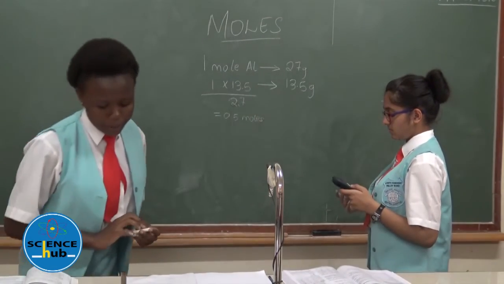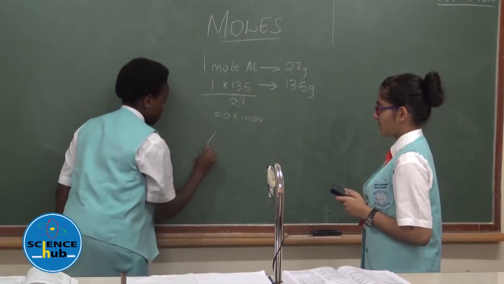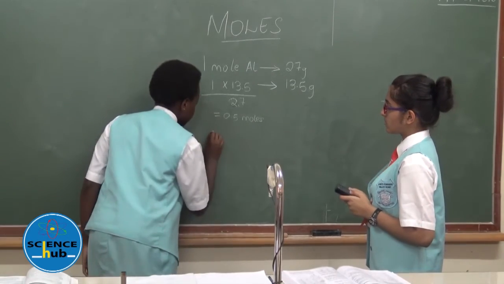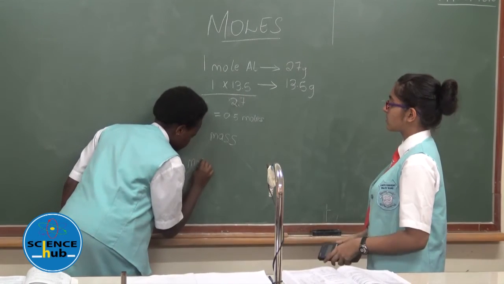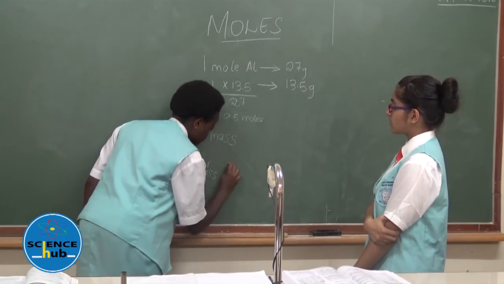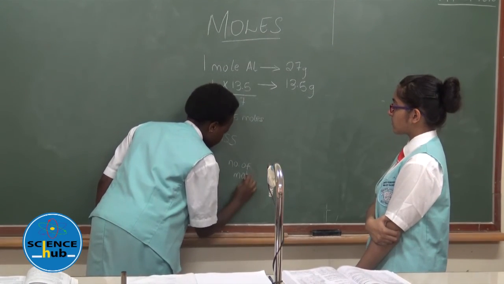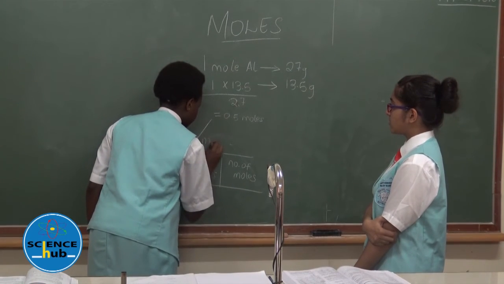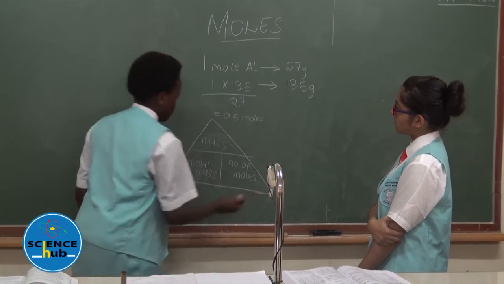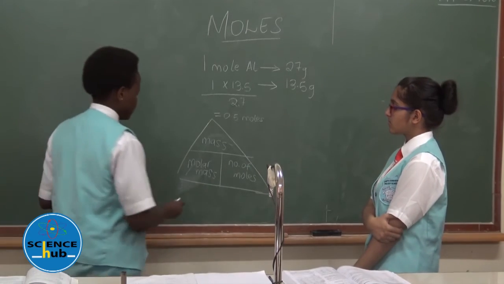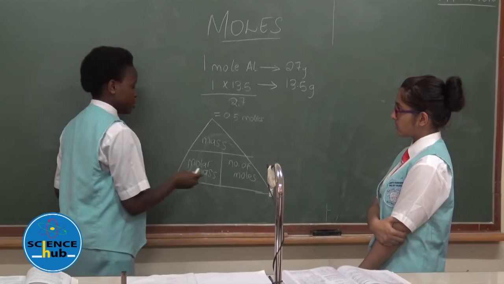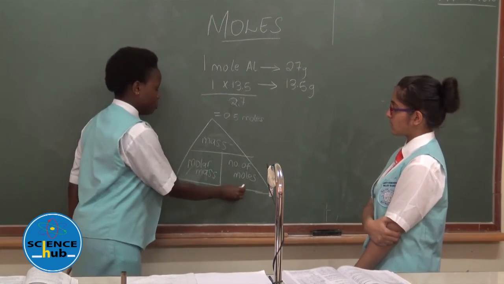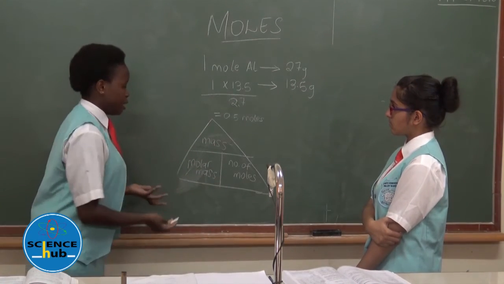So, in general, we can come up with a formula that shows the relationship between the three quantities: mass, molar mass, and number of moles. If it is vertical, it means you're supposed to multiply, and if it is horizontal, it means you're supposed to divide. So therefore, if we want to calculate the mass, we multiply molar mass by number of moles. If we want to get number of moles, we say mass divided by molar mass. So that is how you can come up with the formulas easily.